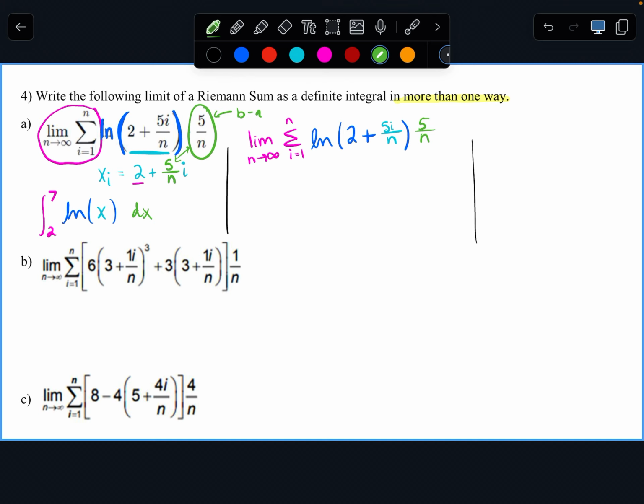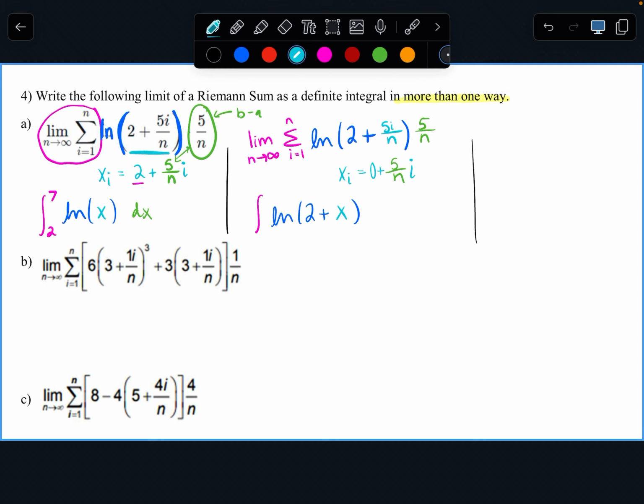This is going to be a little wild. The 2 I made part of my function. If I let my x sub i equal just 5 over n times i, that means I have 0 being added to it, I don't have anything being added to it. So I know it's going to be an integral, and my function's going to be natural log of 2 plus x.